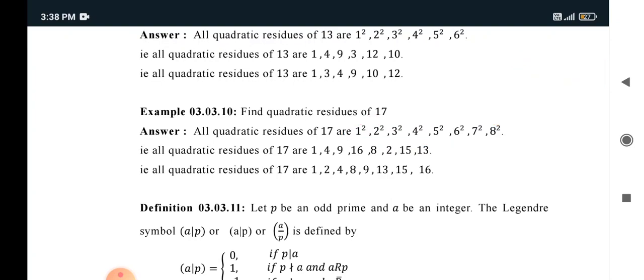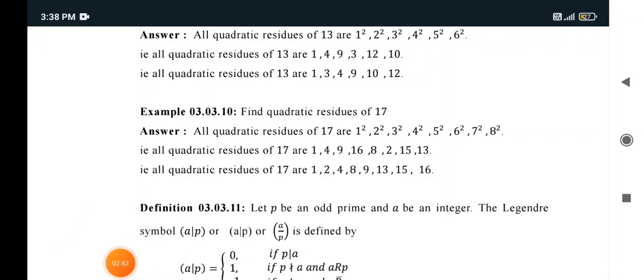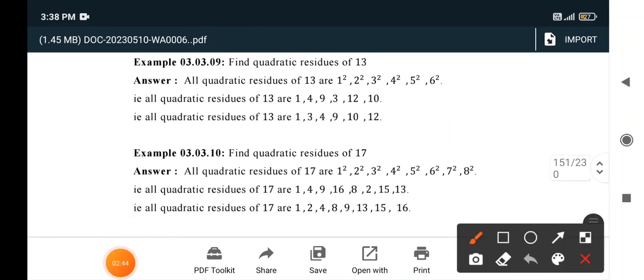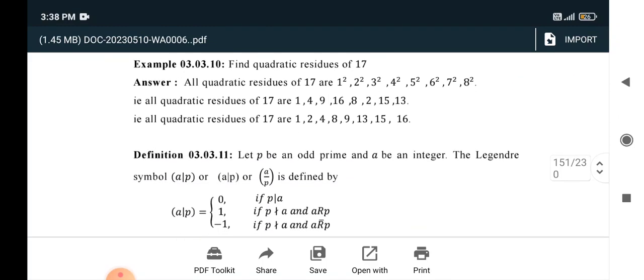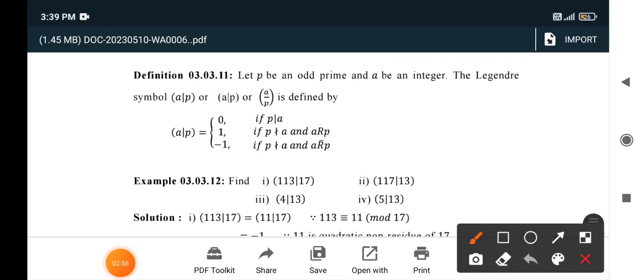Okay, so using the theorem from the previous recorded lecture, or the theorem at the time of starting, we proved that there are exactly (p minus 1)/2 quadratic residues as well as quadratic non-residues modulo a prime number p. Now we are going towards the next important part, that is the Legendre symbol. How can we calculate the Legendre symbol? First see the notation of the Legendre symbol.